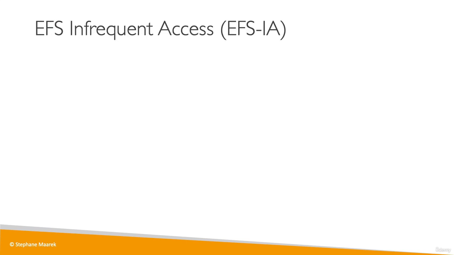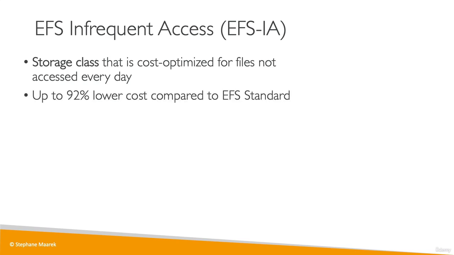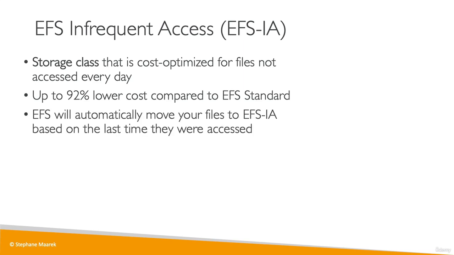There is a storage class you need to know for EFS, and it's called EFS Infrequent Access, or EFS IA. So it's a storage class that is going to be cost optimized for files that you don't access very often. So for example, you don't access these files every day. And this storage class will give you up to 92% lower cost for storing the data compared to the other storage class, which is called EFS Standard. And if you enable EFS IA, then EFS will automatically move your files to EFS IA based on the last times they were accessed and something called a lifecycle policy.